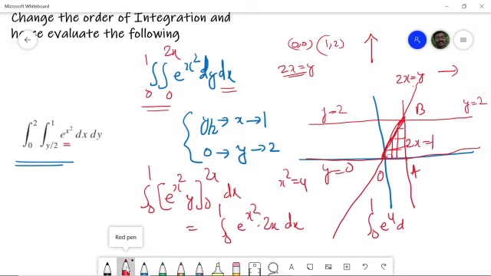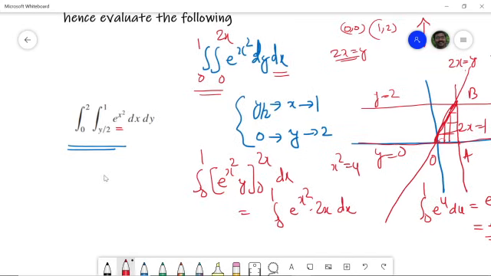So you can see that certain integrals which could not be evaluated directly can be easily computed by just changing the order. This changing of the order has made this problem a very easy problem. So we will do one more problem related to this. Let us see this problem.